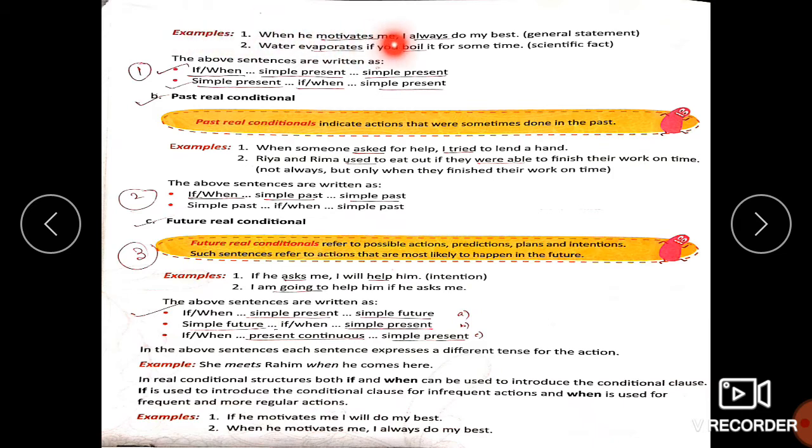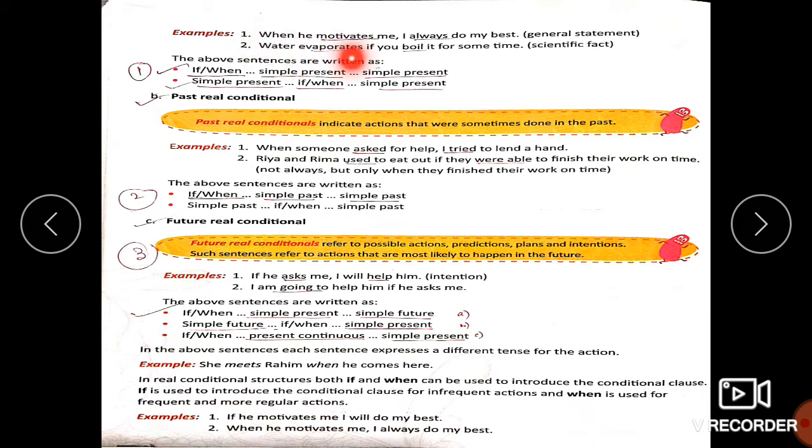When he motivates me, I always do my best. This is a general statement made by a person who says that when somebody, some person in specific, motivates him, he always does his best. So this is a general fact or a general statement made by the person, and he has observed that whenever there is motivation coming from this person, he always does his best. So there is no change in the result. The result remains the same.